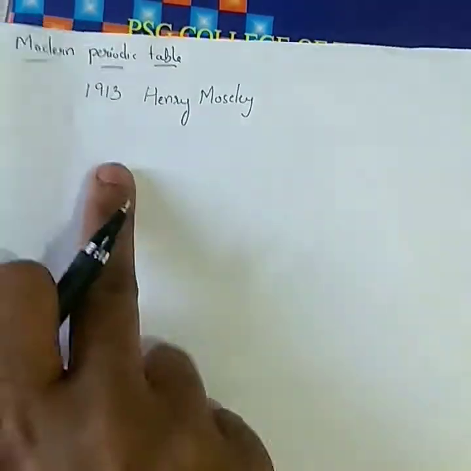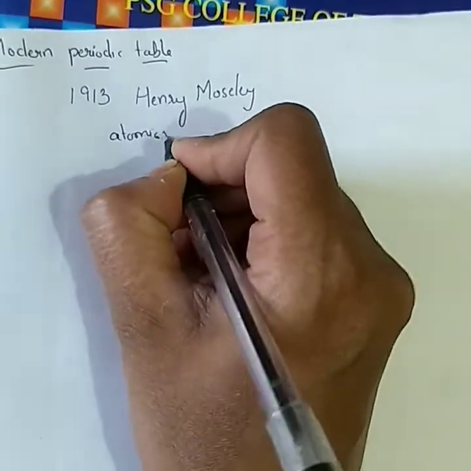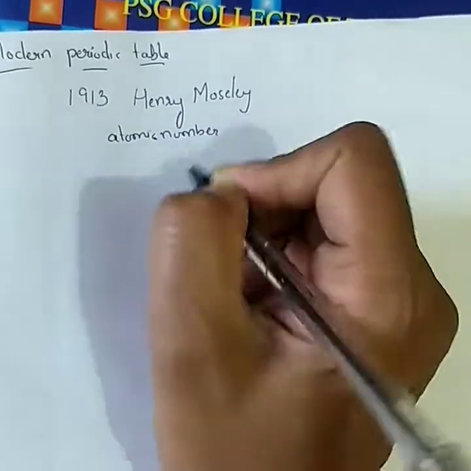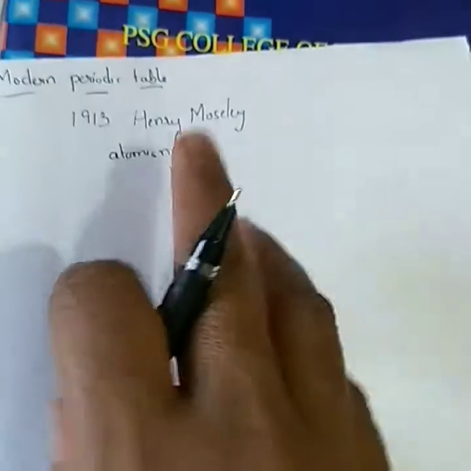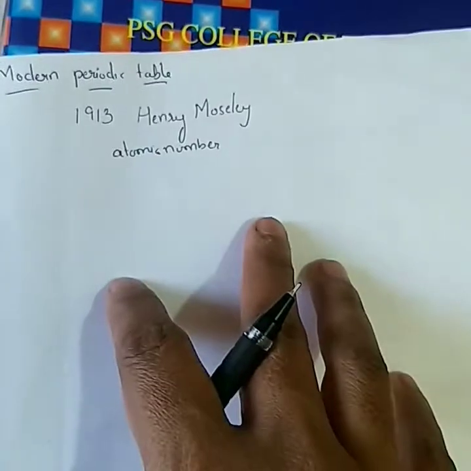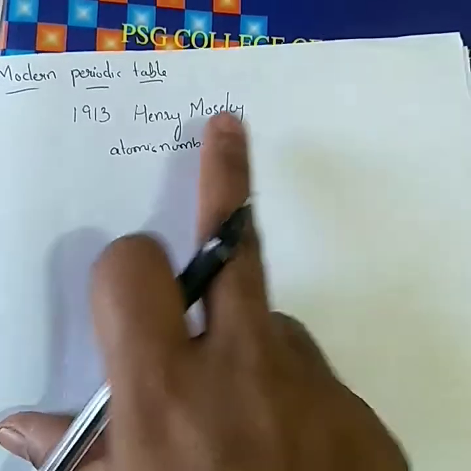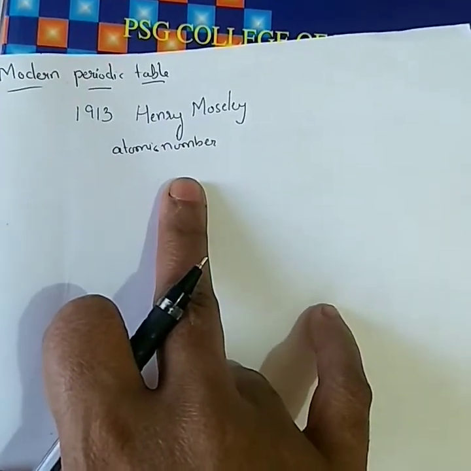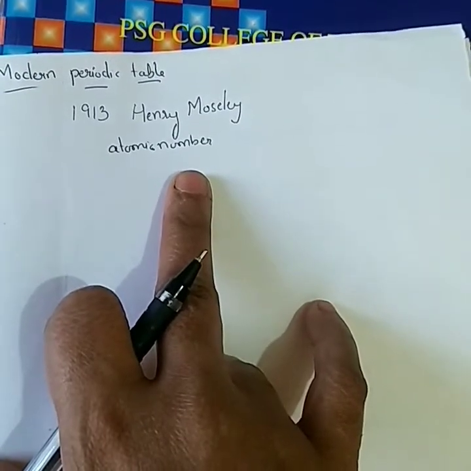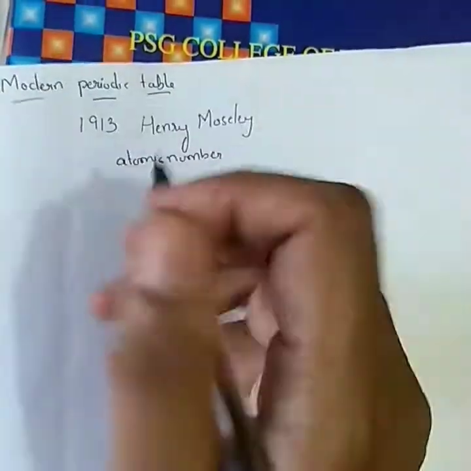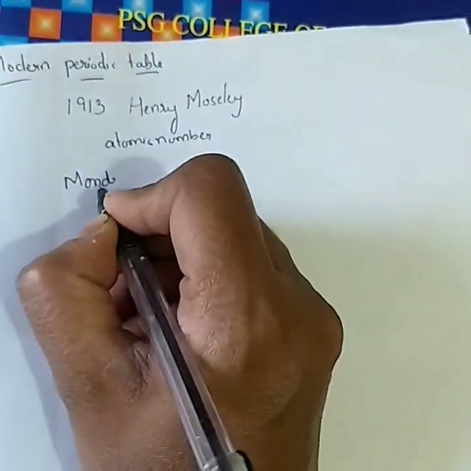He showed that the atomic number of an element is a more fundamental property than the atomic mass. Newlands', Dobereiner's and Mendeleev's periodic tables were based on atomic mass, but Henry Moseley showed that the atomic number of an element is more fundamental than its atomic mass. So he modified Mendeleev's periodic law and made the modern periodic law.